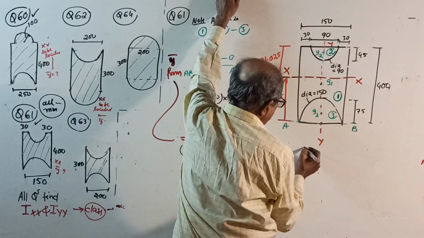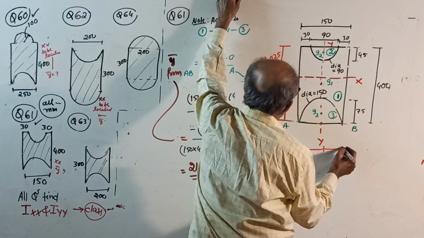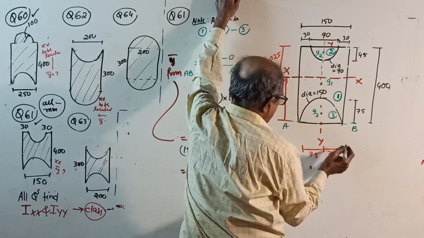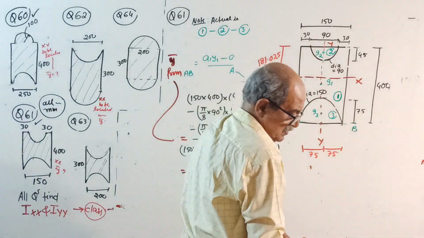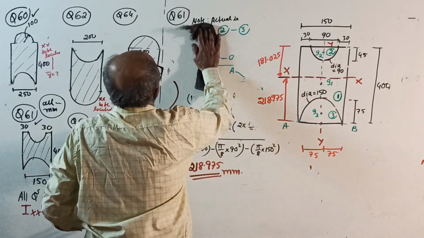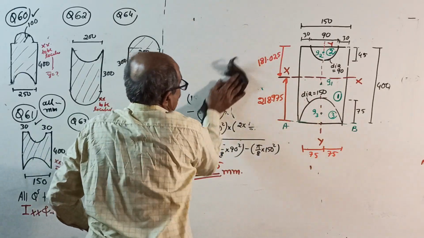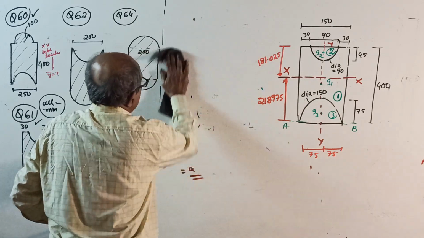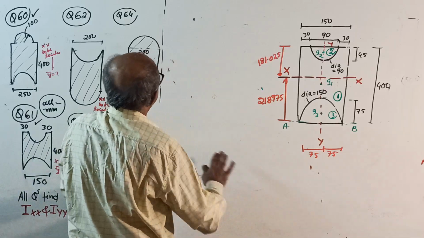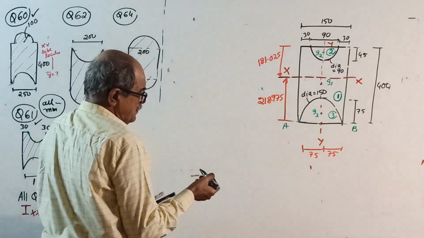If you want this distance, this and this will be total 150, 75. If you are that eager to write the distances, okay. Now calculate the moment of inertia. Now, all the formalities you should write, the I formula, etc. If you don't write, you are losing marks.